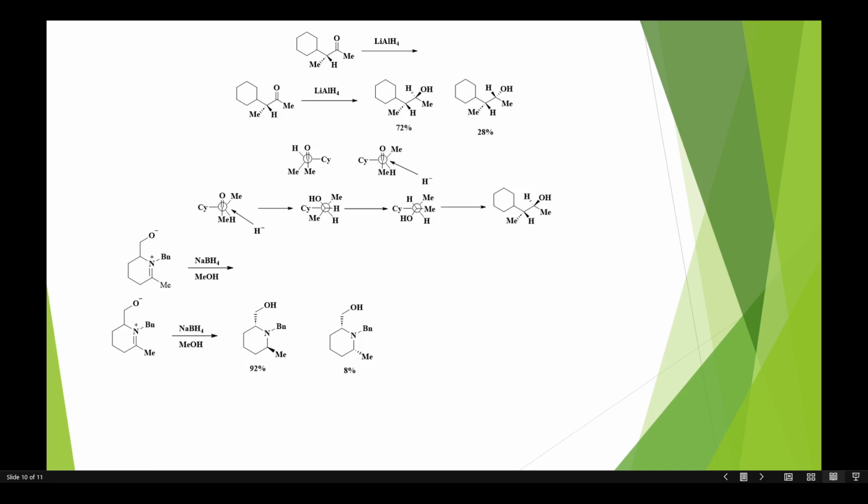But why do we get 92% from the below attack, and why do we get only 8% as the above attack? Because the stereochemistry is there. Then why do we get 92% from the below position attack? Because when your hydride comes from the below position, then your methyl has to be in the above position.